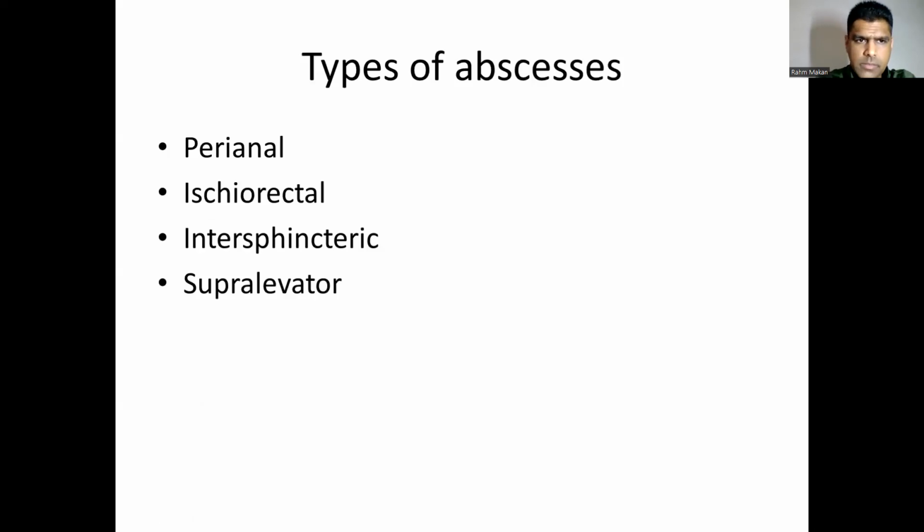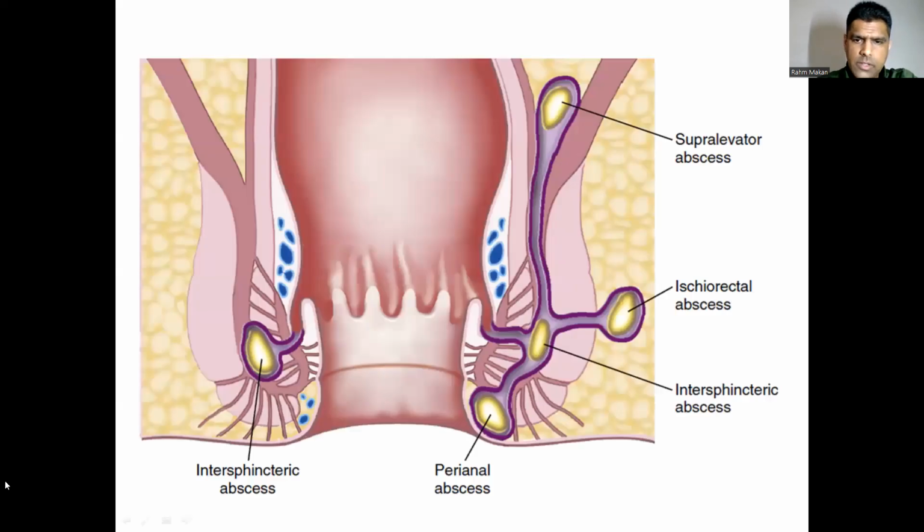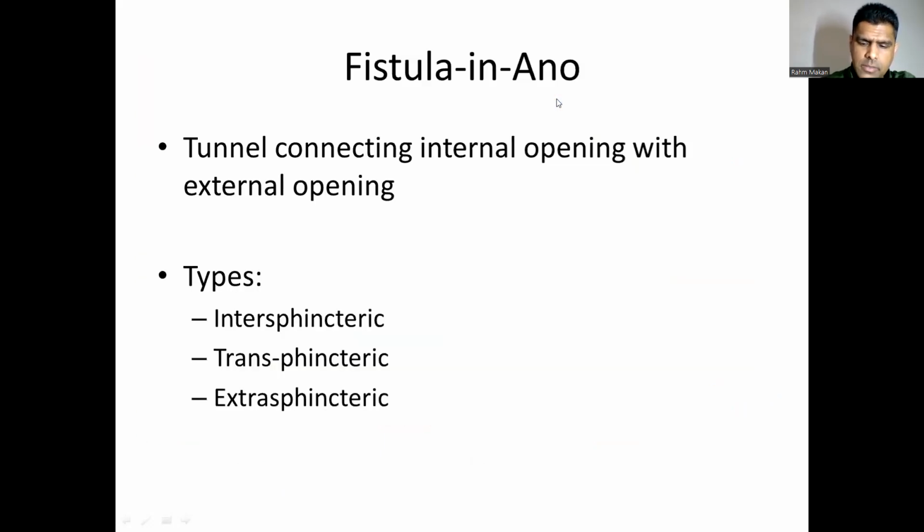There's four main types of abscesses. It's the perianal, ischio-rectal, intersphincteric, and supralevator. So here's a diagram showing each type. So you have the intersphincteric between the external and internal sphincter. Then we have a perianal abscess, more externally orientated. Then you have the ischio-rectal abscess, and then you get a supralevator abscess.